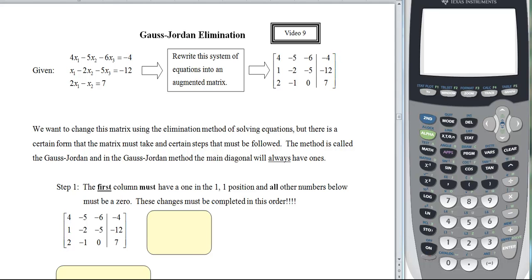Now we're going to start the Gauss Jordan Elimination. We have a system of equations, 3 equations, 3 unknowns, and we need to rewrite this in augmented matrix form. And we've done this before. What I'd like you to do right now is pause me and go ahead and put it in your calculator. I've already got it in mine, so I need you to go ahead and get it in yours.